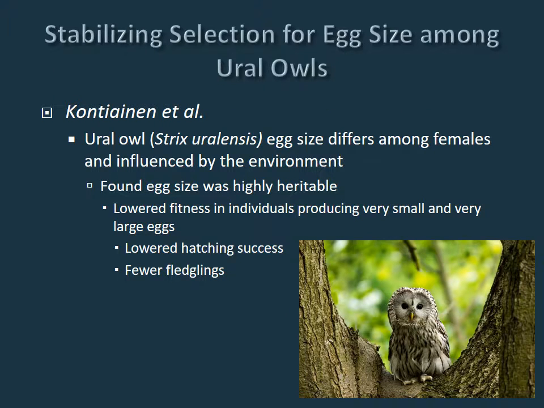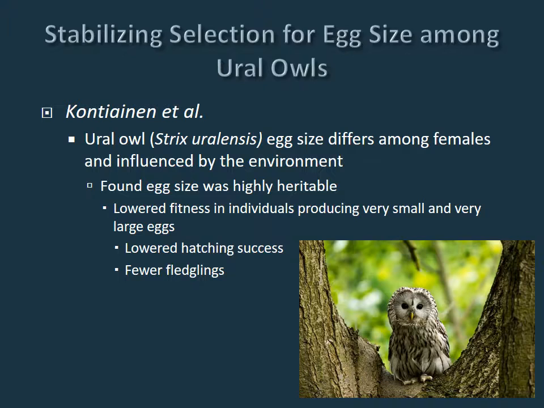Here's an example of stabilizing selection for egg size among Ural owls. The Ural owl egg size differs among females and is influenced by the environment. They found that egg size was highly heritable. That means that whatever the genes are, if the mom has big eggs, then it's likely that her offspring will have big eggs.